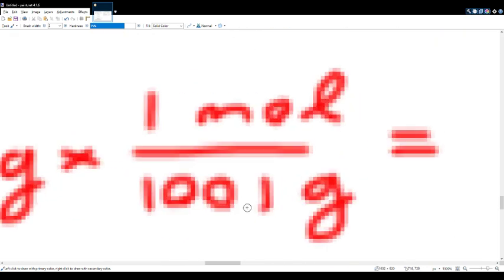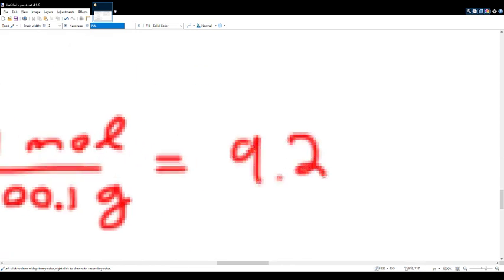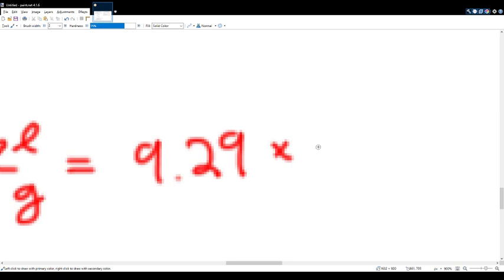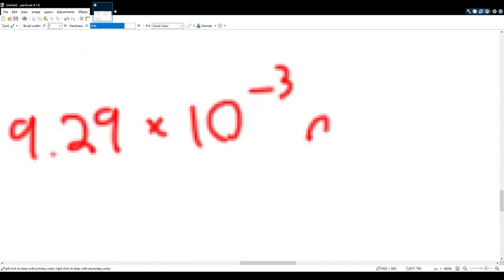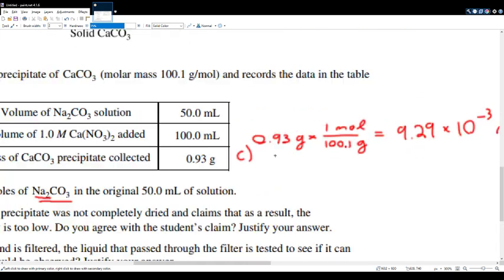Make that more obvious with the decimal. So 0.93 divided by 100.1 is 9.29 times 10 to the negative 3 moles. And that's your answer for part C. We'll label that.